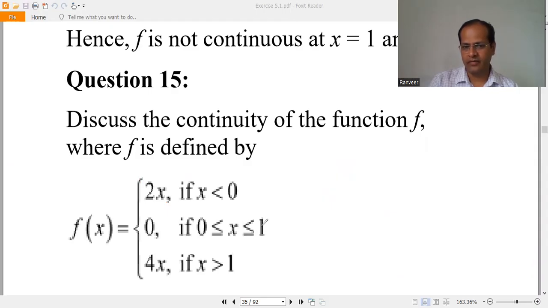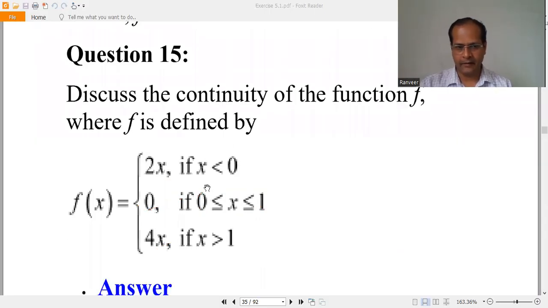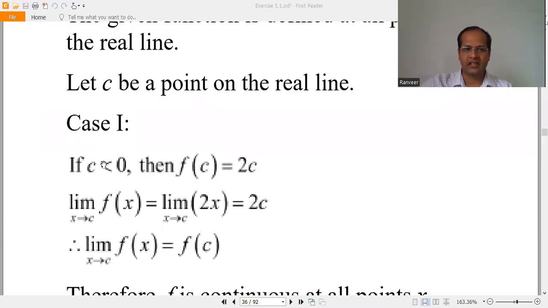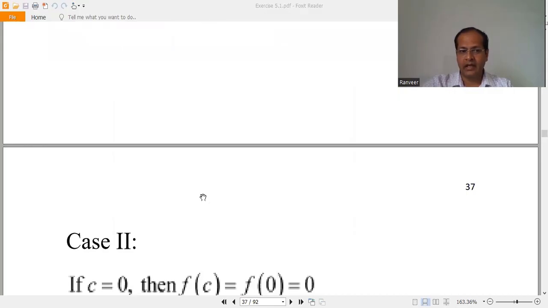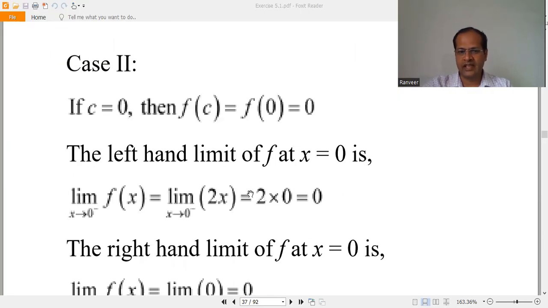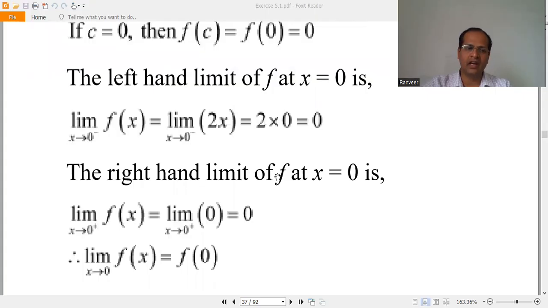But what about 1? If we take 1, from here you can check the 1 minus value is 0 and the 1 plus value is 4. So in this case the function is not continuous. Now you can see case number 1, C less than 0, the function definition is 1, so definitely it is continuous for all points. Case number 2, at 0, the left hand limit and right hand limit are both equal, so definitely this is continuous.